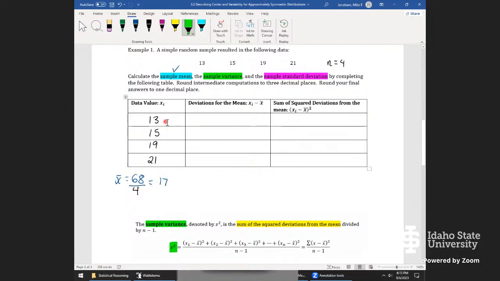X1 would be the first observation, 13. Subtract the mean, which is 17, square the result of that, and then do it all over again with the second observation, X2, which is 15. Keep on doing that until you get to the final one, Xn. Take 21 minus 17 and square it. Then finally, that's your entire numerator.